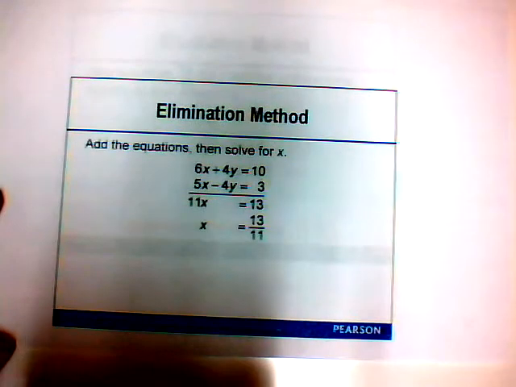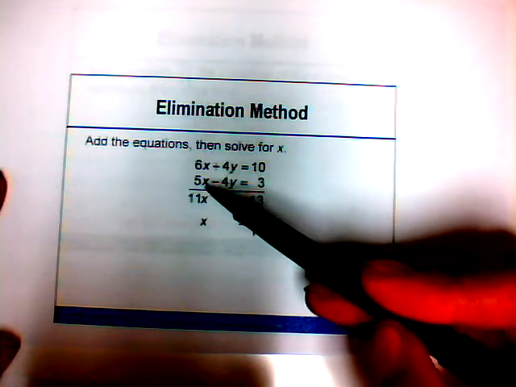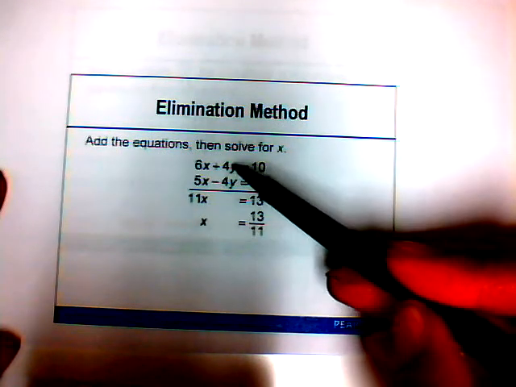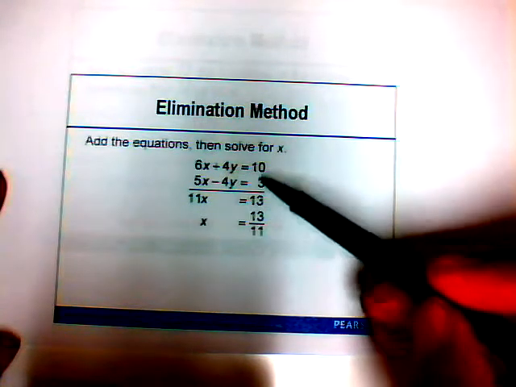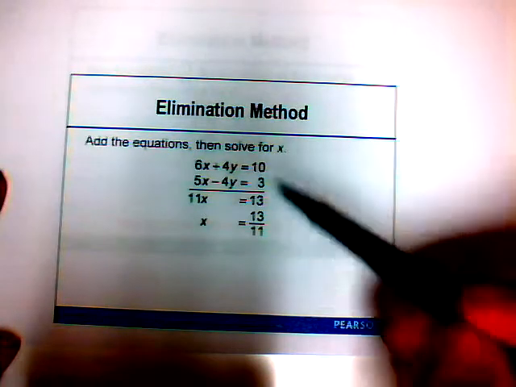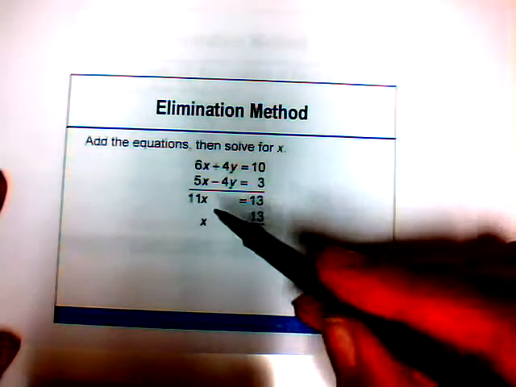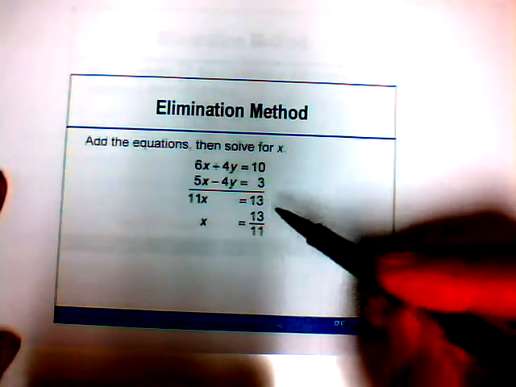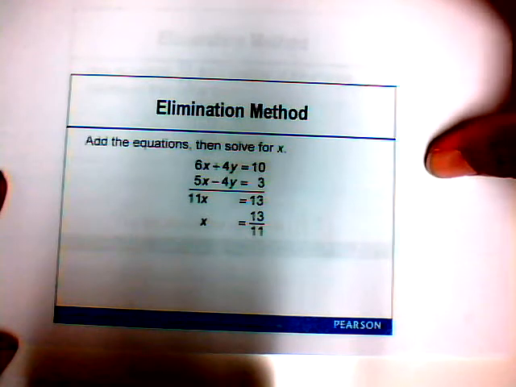Okay, so here I'll add the equations and then solve for x. So here 6x and 5x is 11x. Plus 4y and the minus 4y, those terms are gone. That's equal to 10 plus 3, that's 13. So now you got 11x is equal to 13. Then divide both sides by 11, you're going to get x is equal to 13/11. So the x value is 13/11.